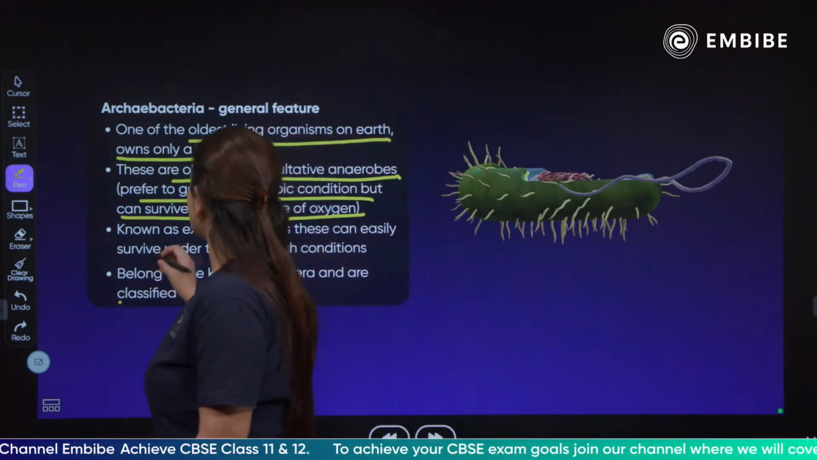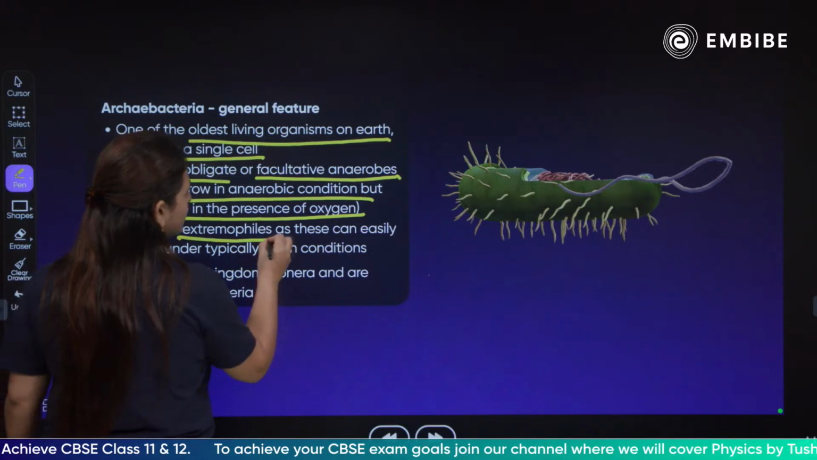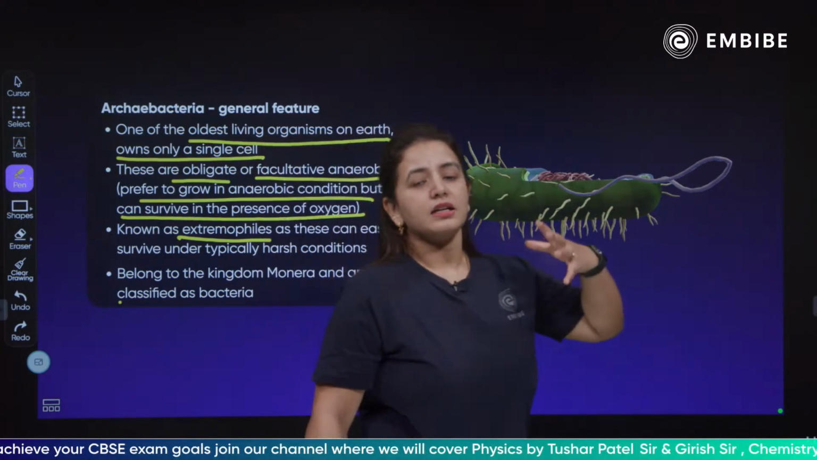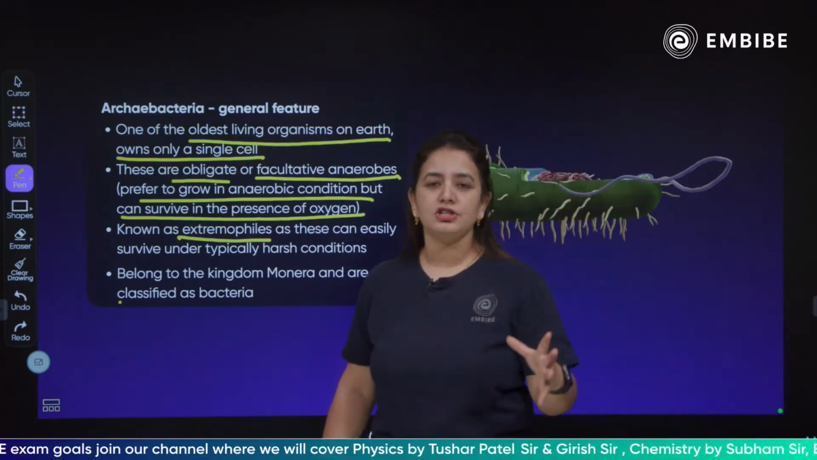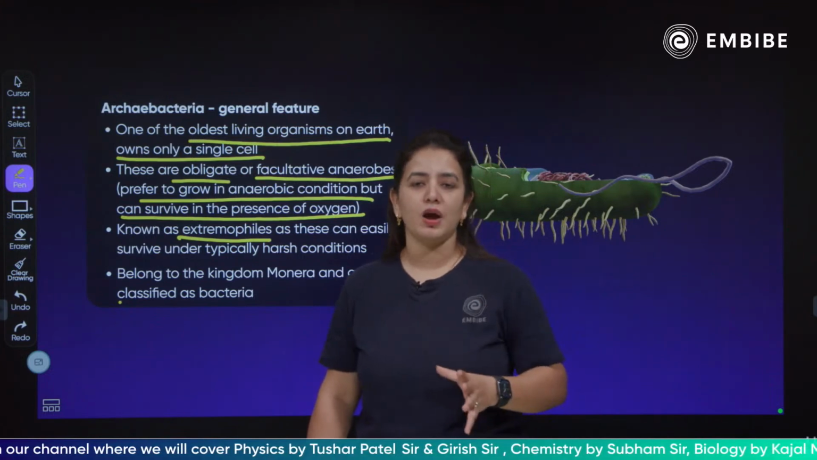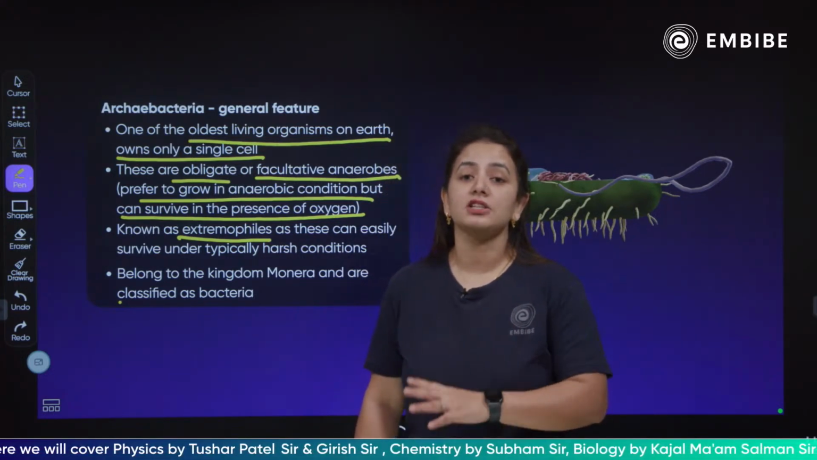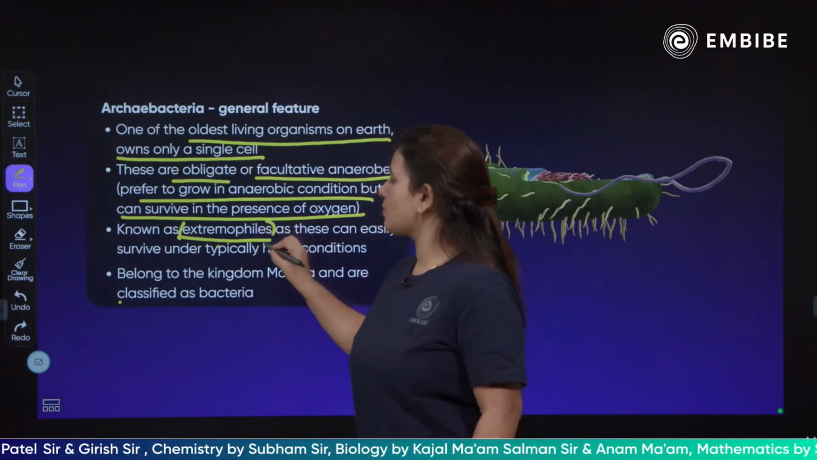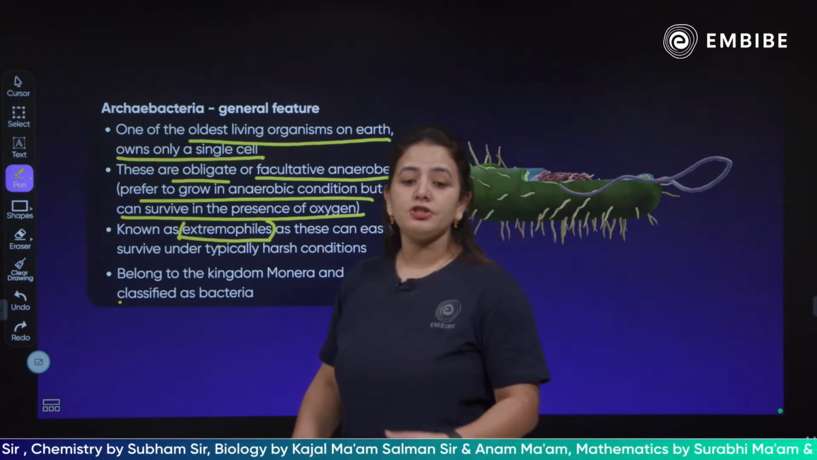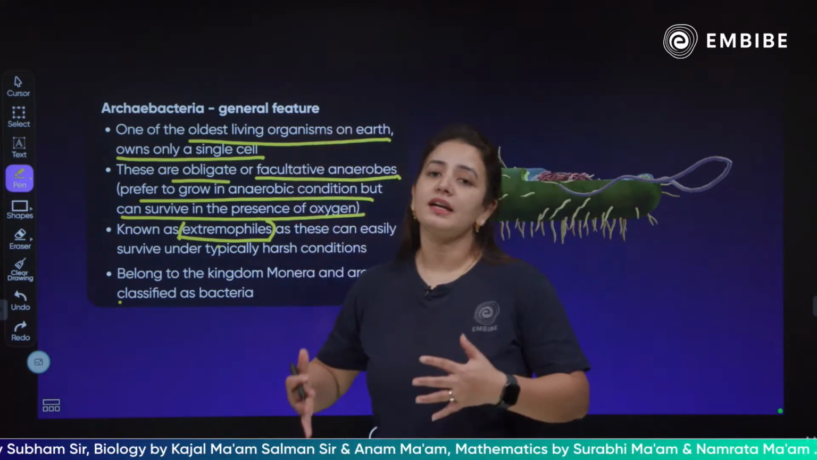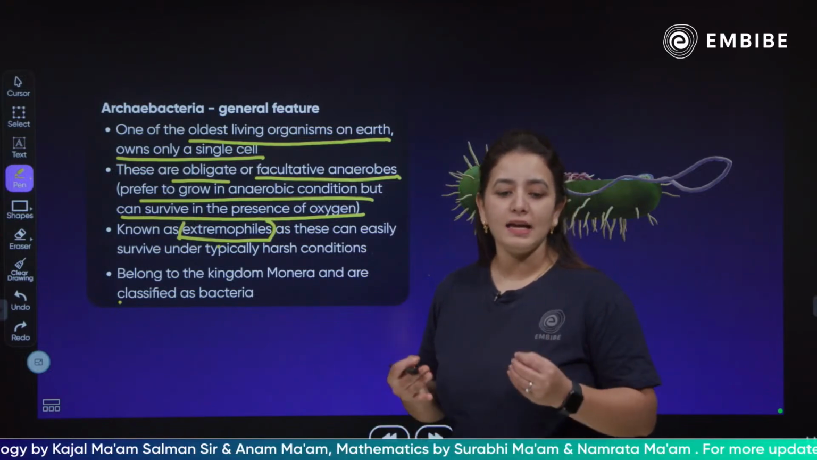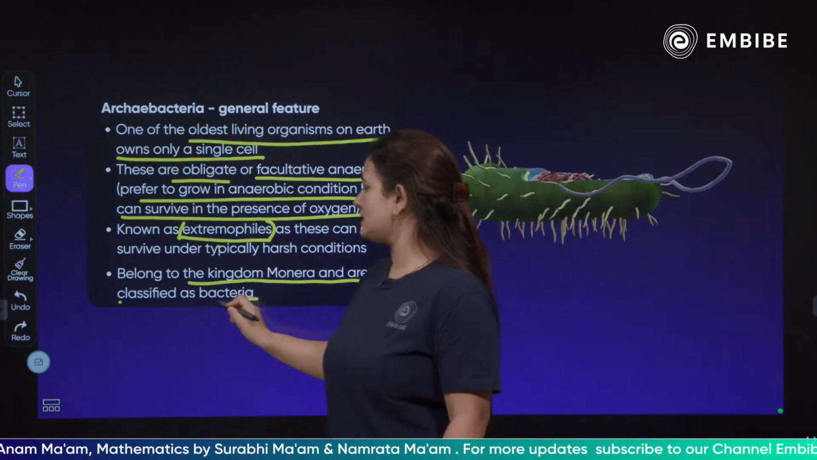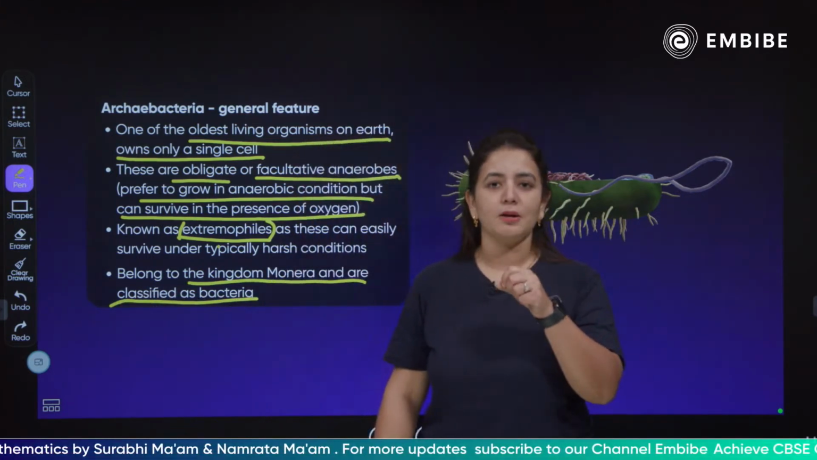They are also known as extremophiles, meaning they can survive in extremely harsh, difficult conditions, whatever adjective you want to add. Extremophiles are organisms which can survive in extremely harsh conditions, and those are also Archaebacteria. And yes, they belong to kingdom Monera and are classified as bacteria.